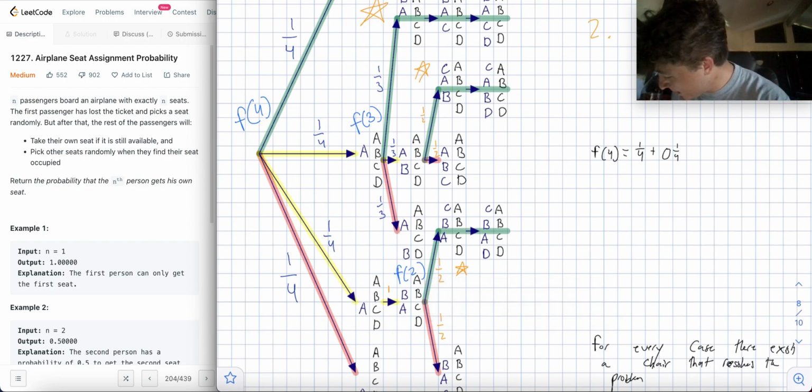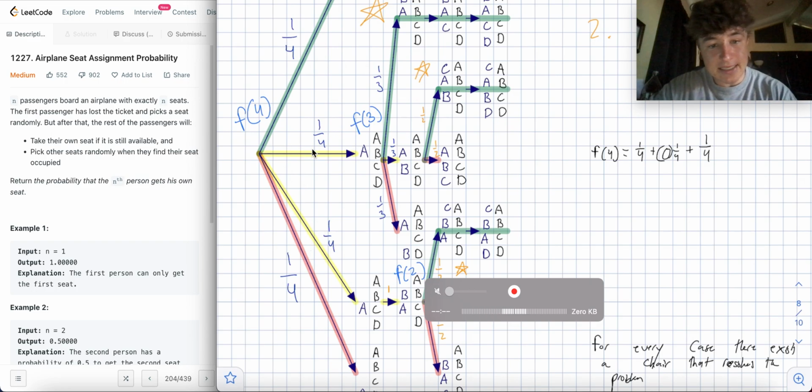Another 1/4 of the time, I'm going to lead to this scenario here, which is just F of 3. It's the same problem where I have one node B, where if it chooses one of the seats, it definitely works. The same thing for F of 4: if it chooses this top branch, it works. Otherwise, we're going to have to figure it out. This is the same thing here. It's a sub problem based on the same thing.